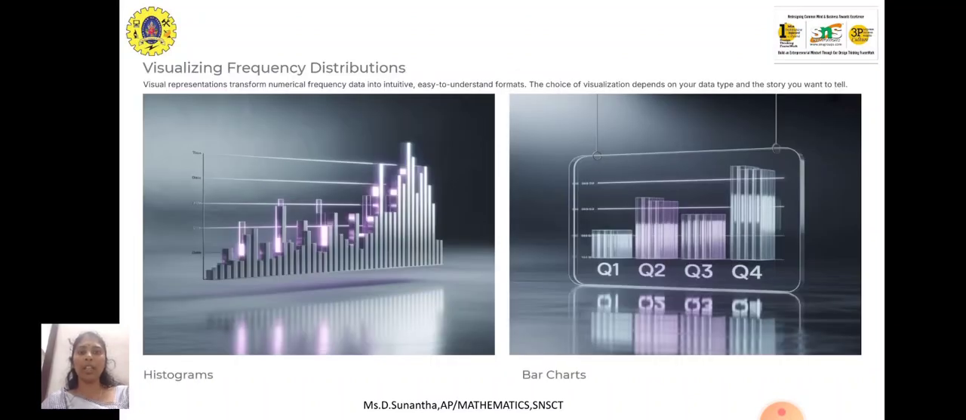Next is visualizing frequency distributions. So visual representations transform numerical frequency data into intuitively easy to understand formats. The choice of visualization depends on your data type and the story you want to tell. So here the first diagram shows the histogram and the second one the bar chart.